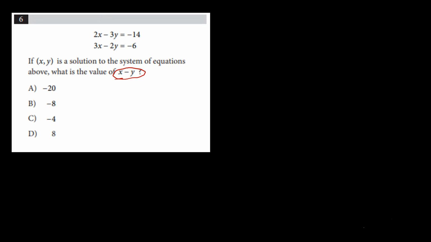Okay. First thing I'm going to do is try and solve by elimination, so I'm going to multiply my first equation by 3 over 2. And that's going to turn it into 3x minus 9 over 2y equals 3 halves of negative 14, negative 21. Okay, let's bring that down over here.